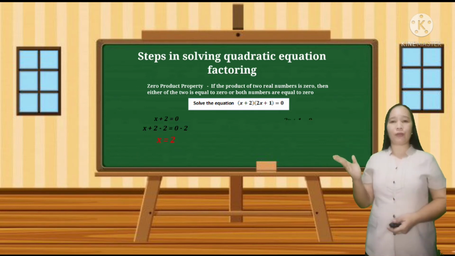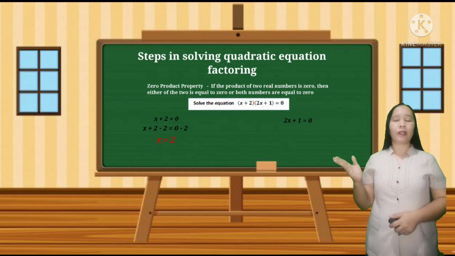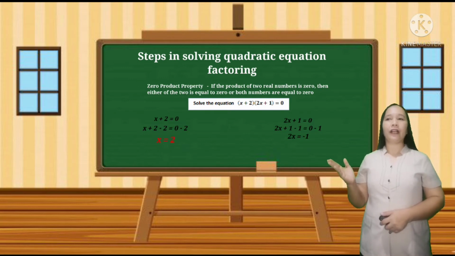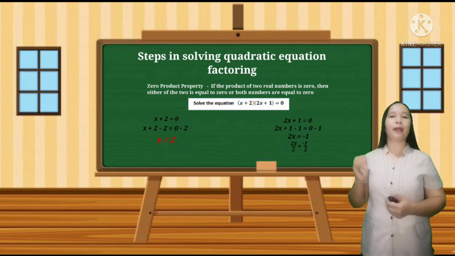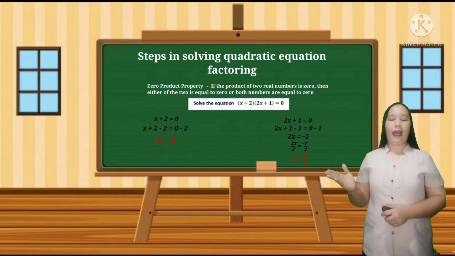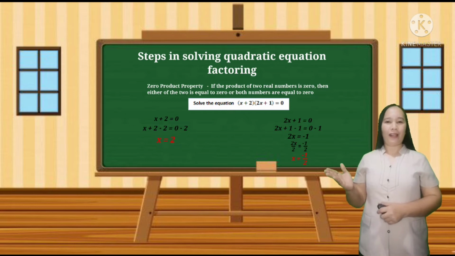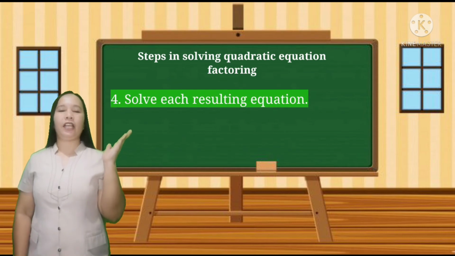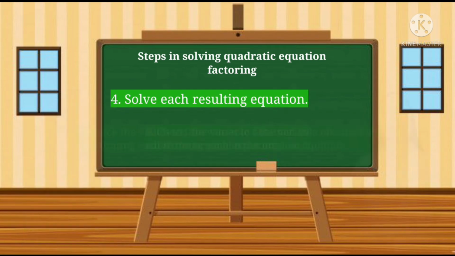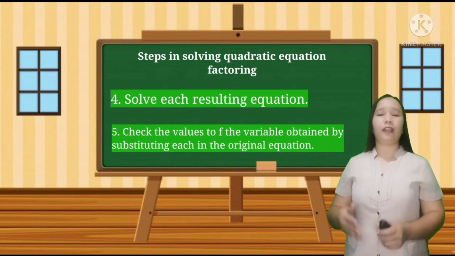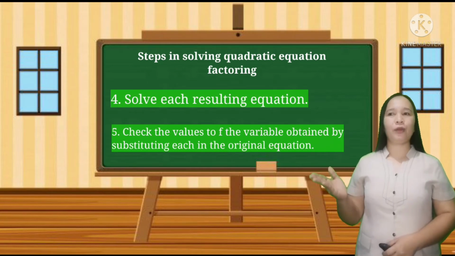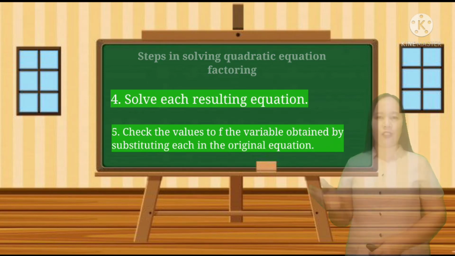And then the other factor is 2x plus 1 equals 0. By adding negative 1 to both sides of the equation, it will result in 2x equals negative 1. And then, there is a numerical coefficient which is 2. Divide both sides by 2. Therefore, x is equal to negative 1/2. Step number 4, solve each resulting equation. You have to solve for x, and then the last one is you have to check if your answer is correct by substituting each value of the variable obtained in the original equation.